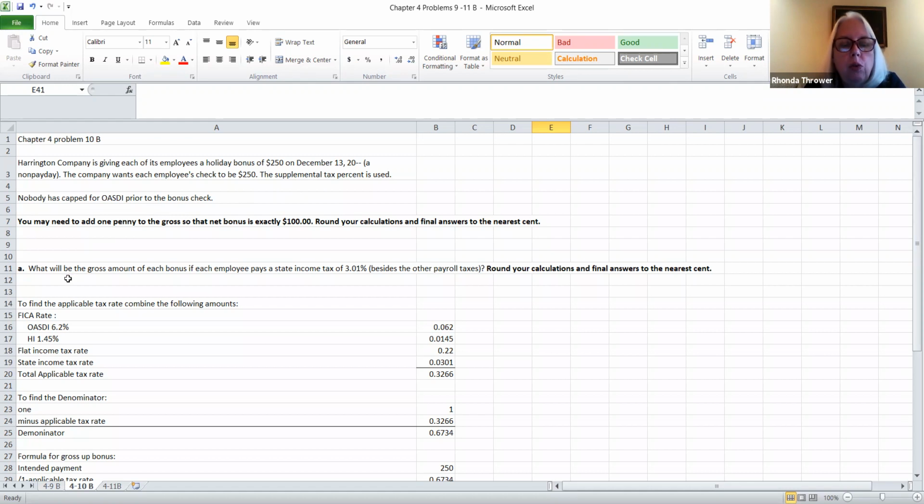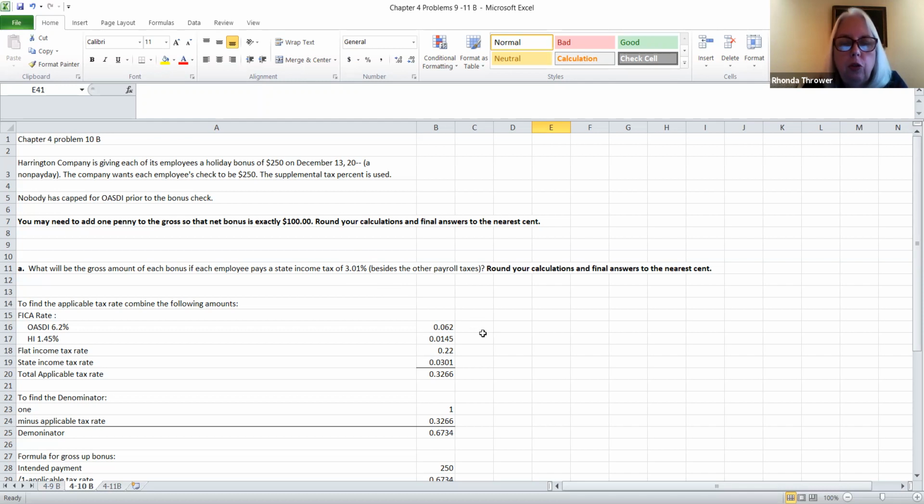And they want in A, you to find what will be the gross amount of each bonus if each employee pays a state income tax of 3.01%. So you've got to take into consideration that you've got OASDI taxes, HI taxes, federal income taxes, and state income taxes here. All of those have to be taken into consideration.